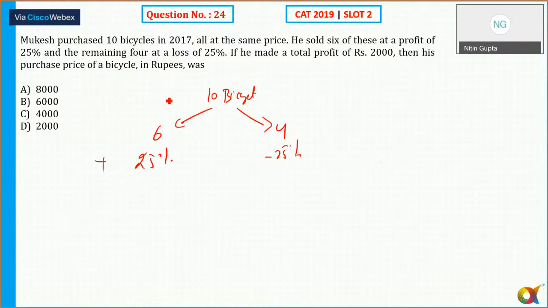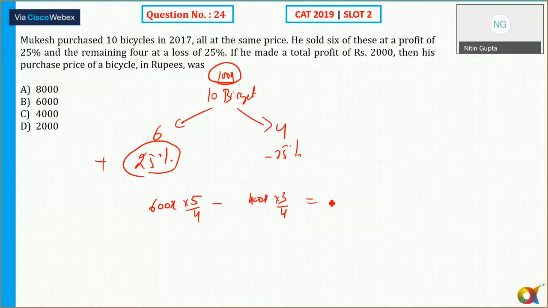So let's say the purchase price of each bicycle is equal to 100x. So the purchase price of 6 bicycles will be equal to 600x, and these were sold at 25% profit, so multiplying by the factor 5 by 4. Plus the purchase price of the second set, at a loss of 25%. So a loss of 25% means that is 3 by 4. And overall, he made a profit of 2000. So that is equal to 100x plus 2000.